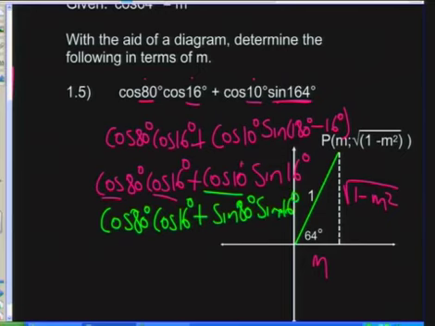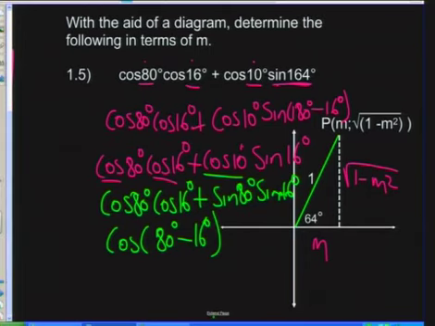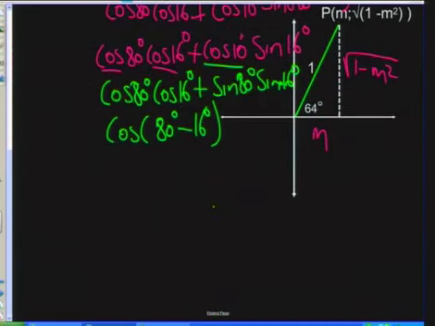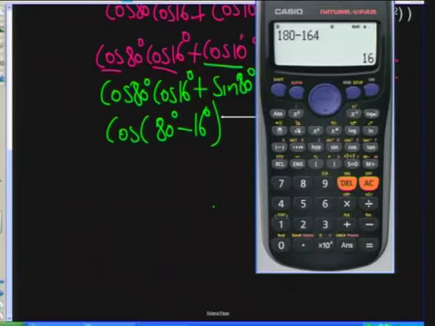What can I do? Now I'm happy enough. Cos, sine. So I know this is cos, so this must be cos of 80 degrees minus 16 degrees. So don't make a mistake. You have a calculator, so you can use this if you want and say, what is 80 minus 16 degrees, which is 64. Happy.